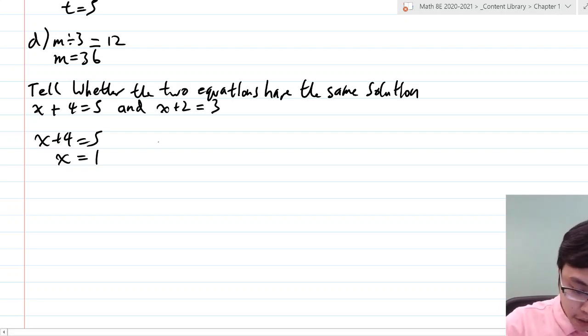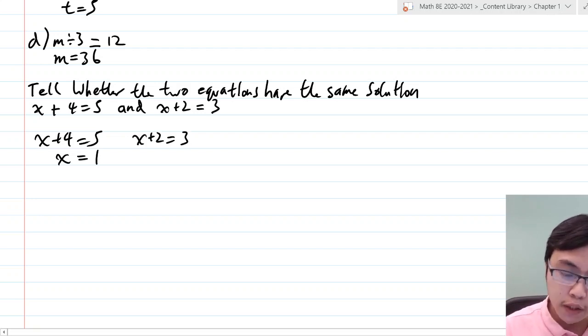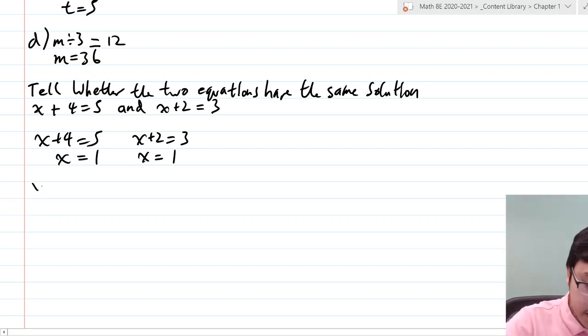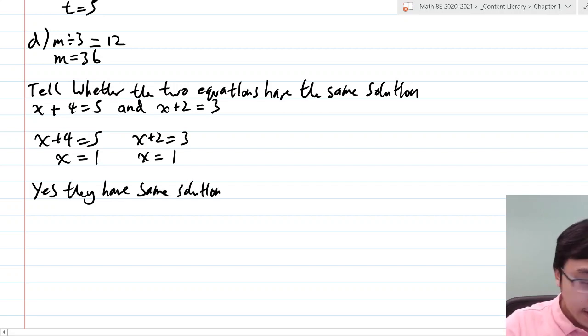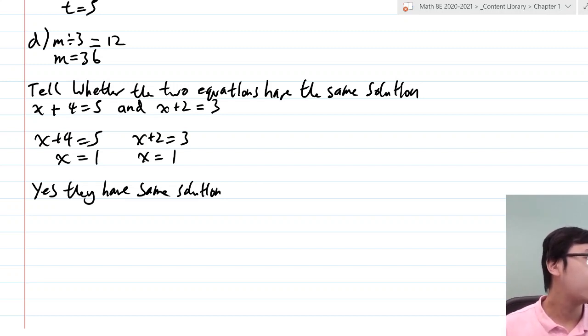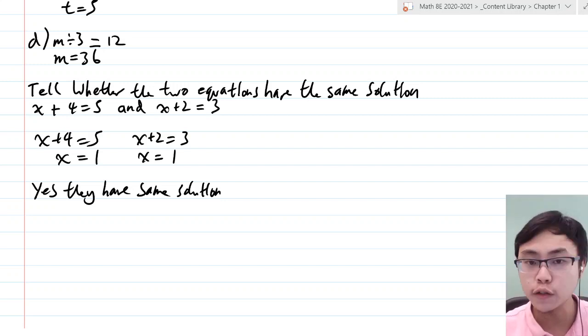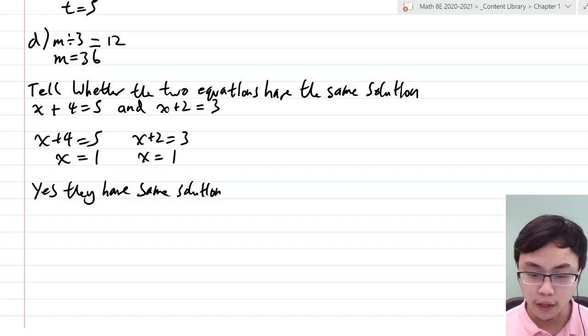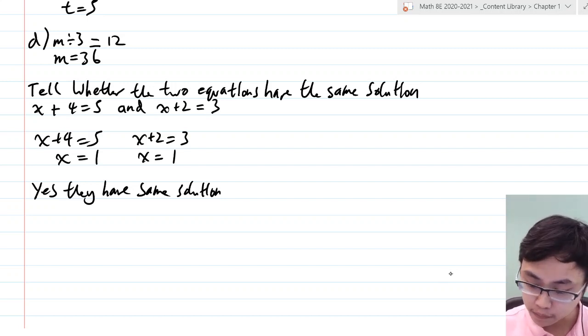Then next to it, you can go x plus 2 equals 3 right next to it. And then what is the answer to this? X is equal to 1 again. So you confirm that the 2 equations do have the same solution. Then you can finally say, yes, they have the same solution. Do I have a second example where they do not have the same solution? I do not. But in your textbook, in your exercises, you may see some questions with different solutions. So you will have to show your working out.